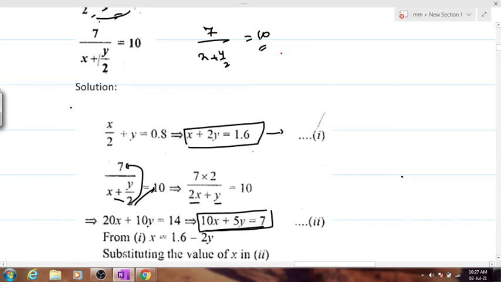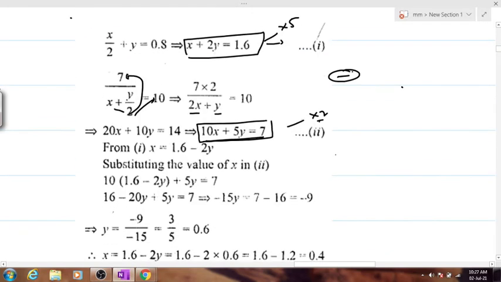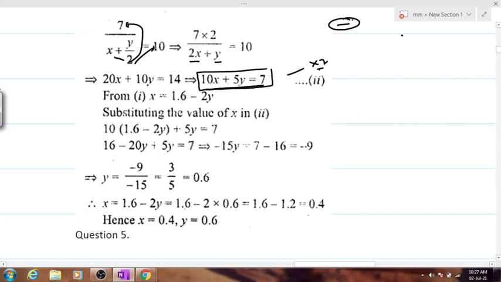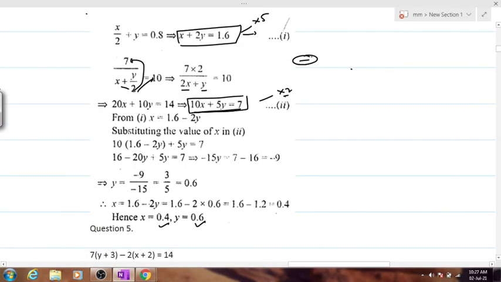So you can easily eliminate y from here or even x from here. If you want to eliminate y, you will directly multiply it with 5 and you will directly multiply it with 2 and then subtract equation 1 and 2 to get the answer. Clear? After having solved this, you'll be getting the value for y as 0.6 and x as 0.4.